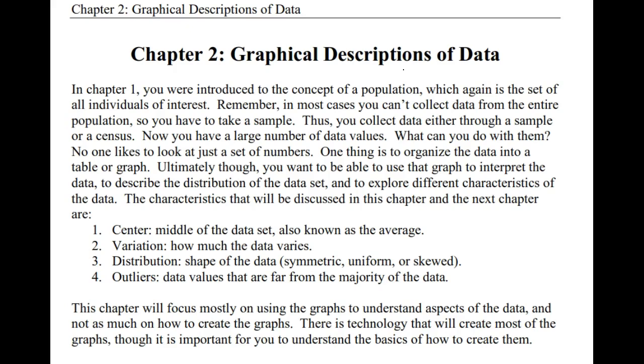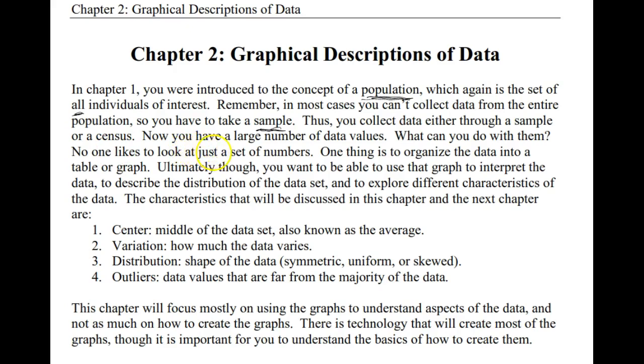with tables and graphs. So in Chapter 1, you were introduced to the concept of a population, which again is the set of all individuals of interest. So remember, in most cases you can't collect data from the entire population, so we have to take a sample. Okay, so right here in the beginning we've got two of our vocabulary words from the last unit. The whole group of interest and then the part of it, the subgroup, that we actually collect data for called the sample. Thus you collect data either through a sample or a census.